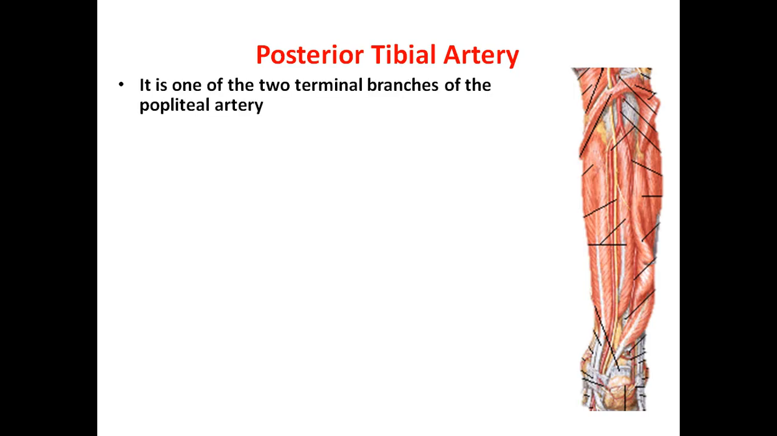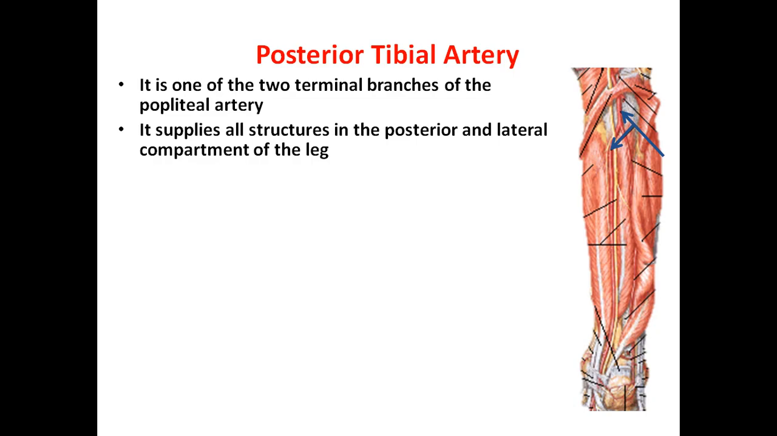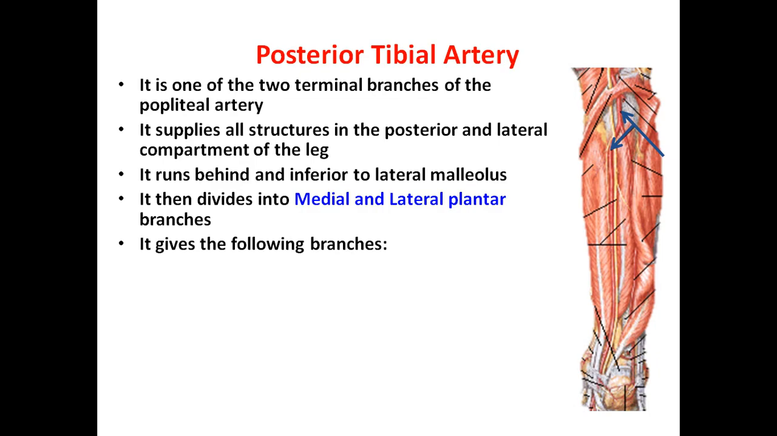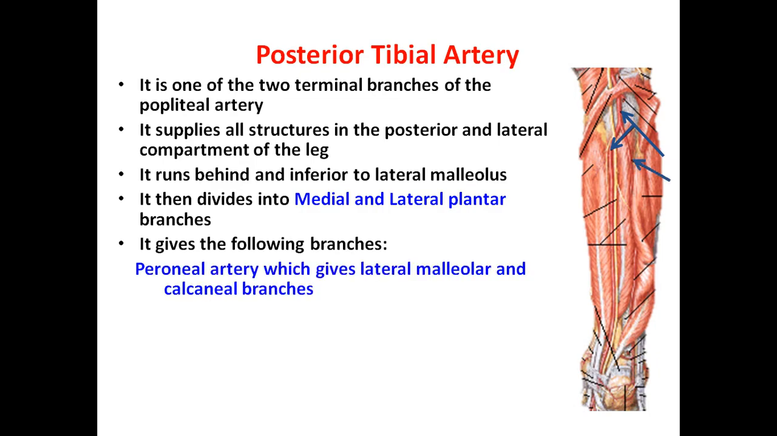So this is a posterior tibial artery. Once again, it's one of the terminal branch, supplies all the structures in the posterior compartment of leg. One of its branch called peroneal artery also supplies lateral compartment of leg, that is peroneus longus and brevis. It runs just behind your medial malleolus. It terminates into medial and lateral plantar artery. It gives off peroneal artery, which I already told you, it's a major branch supplying the lateral compartment of leg. Also gives lateral malleolar branches for the lateral part of the malleolus and calcaneal branch to your heel.